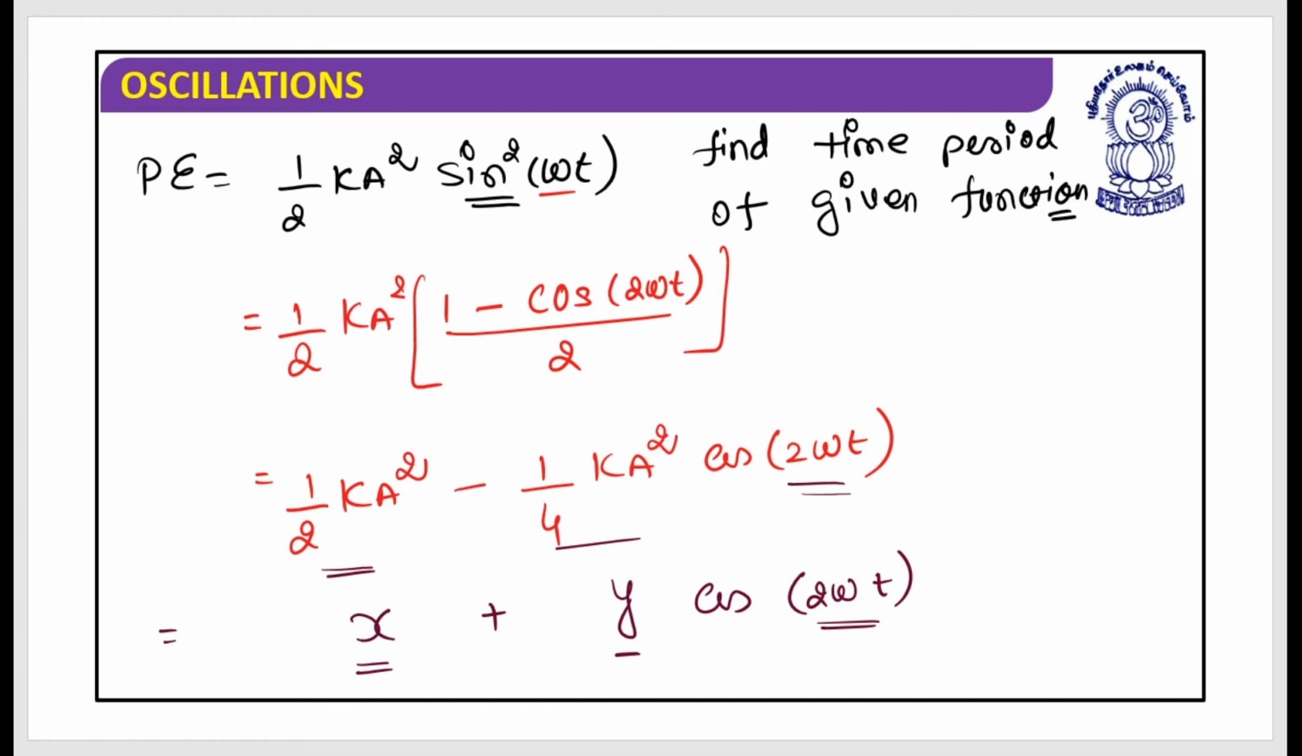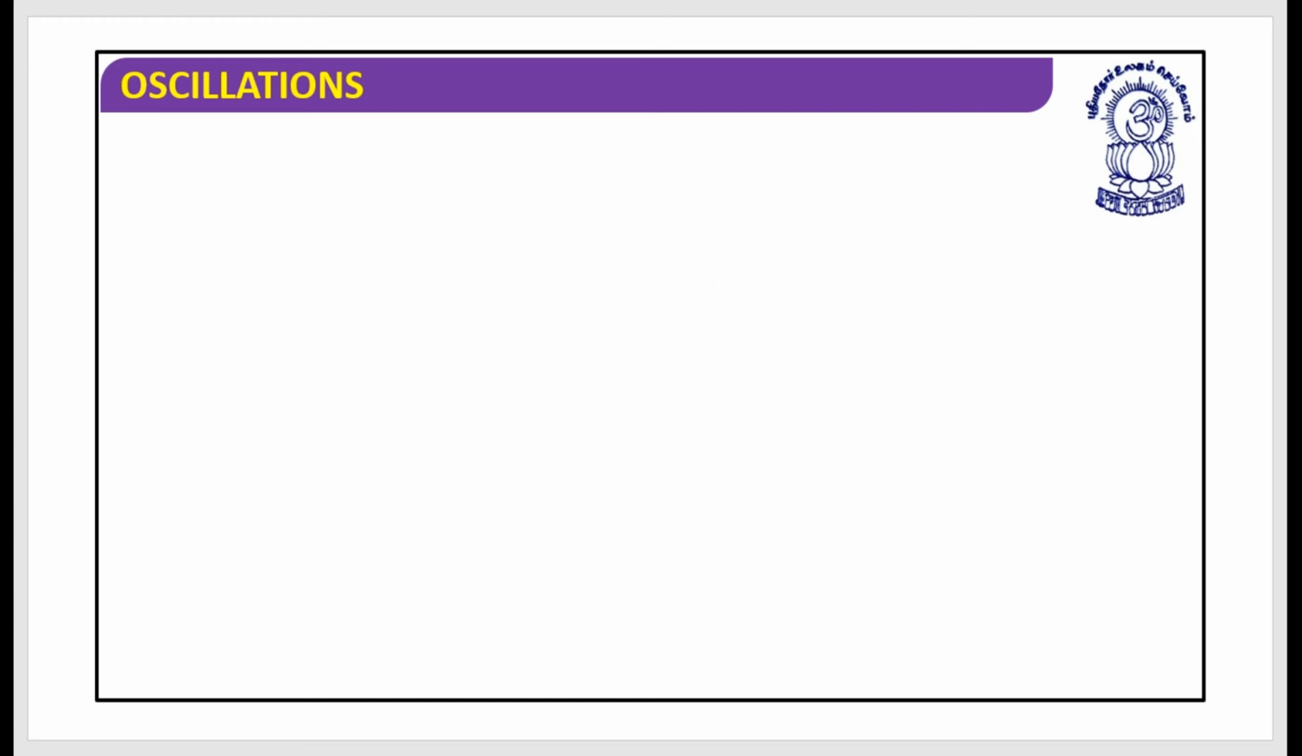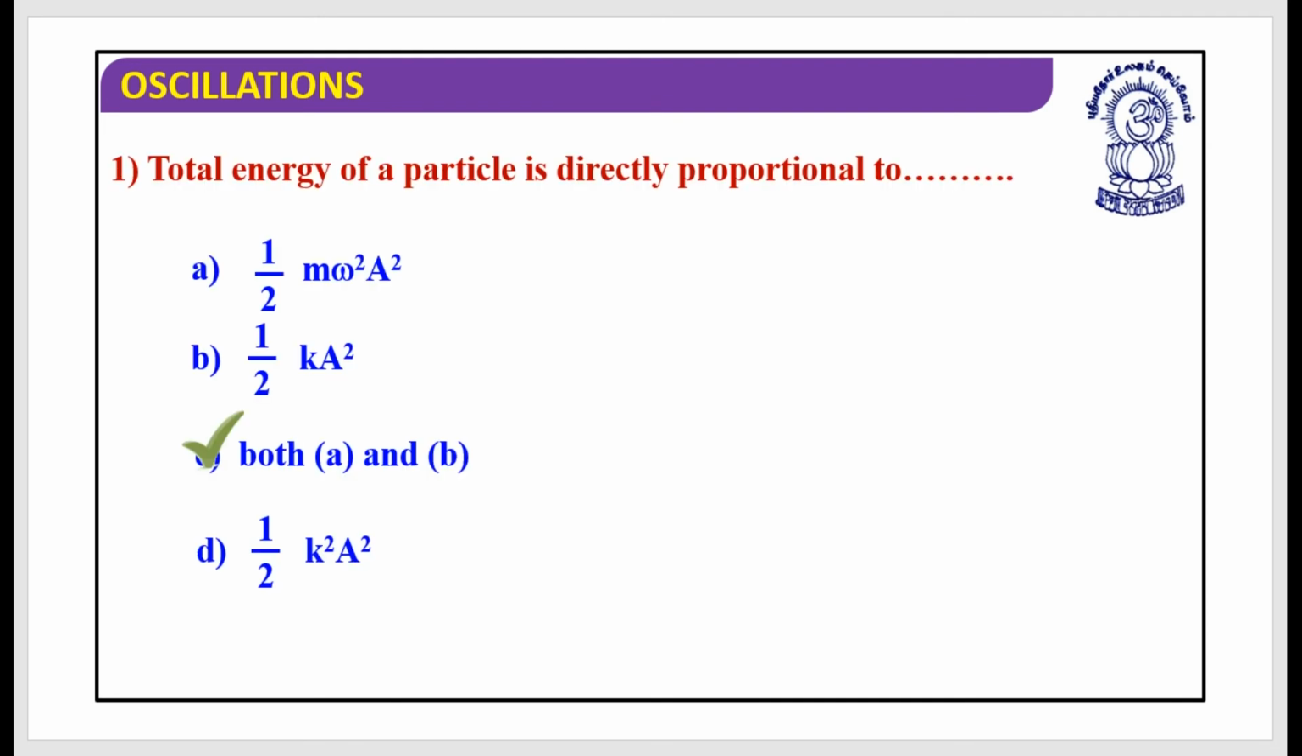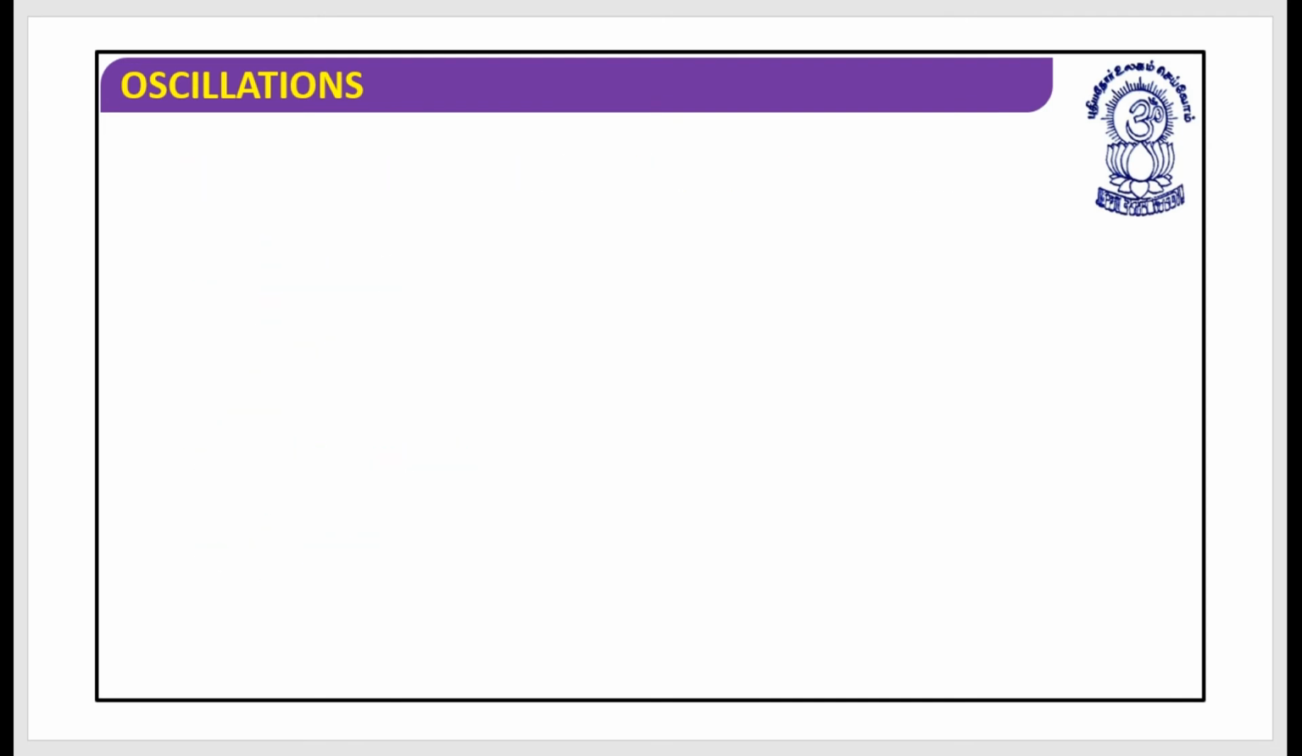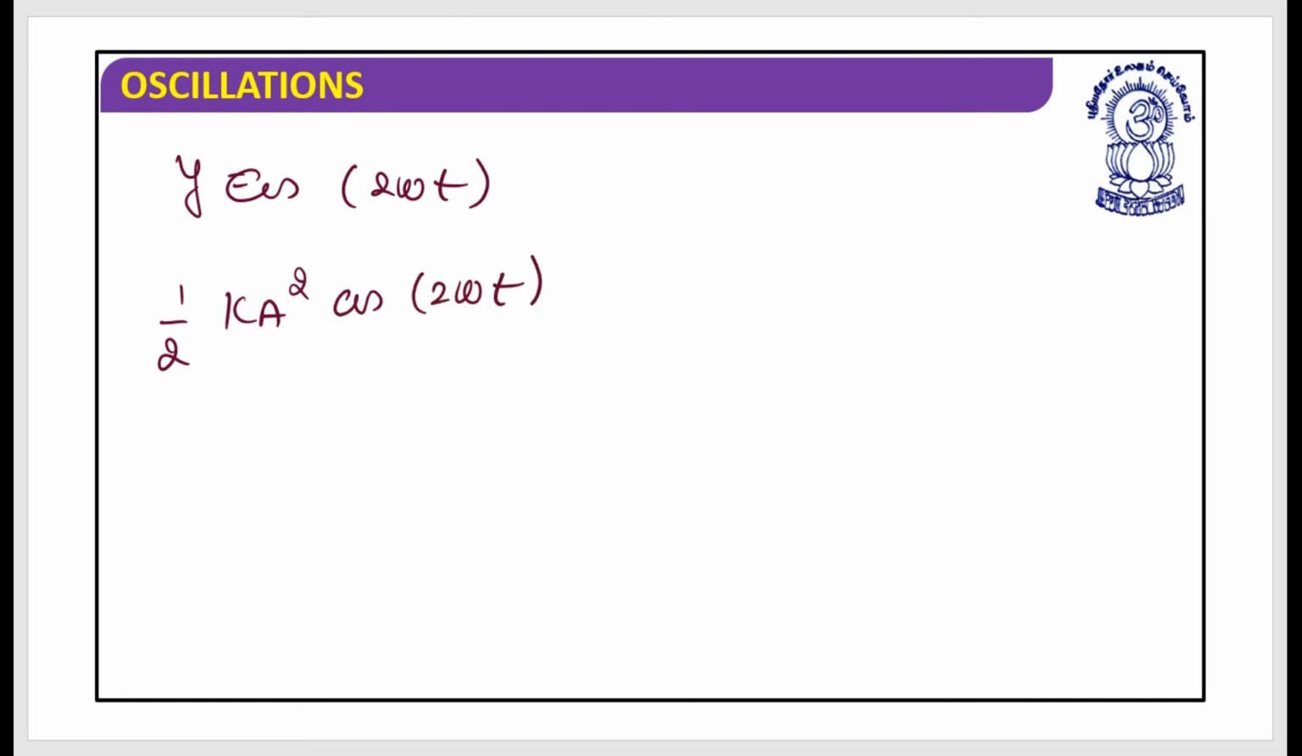So when I want to find out the time period of this, give me a moment. We have the relation y cos 2 omega t, and that needs to be compared with half ka squared cos 2 omega t. So this is 2 omega, which is equal to 2 pi by T. This has gone, and this time period was pi by omega.